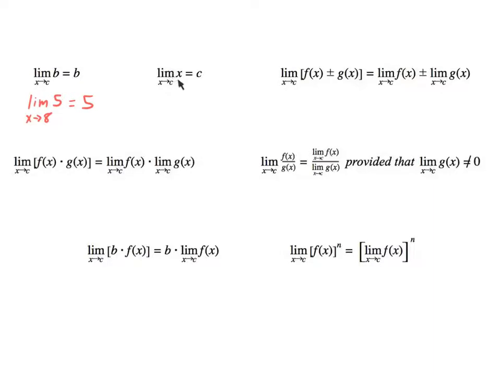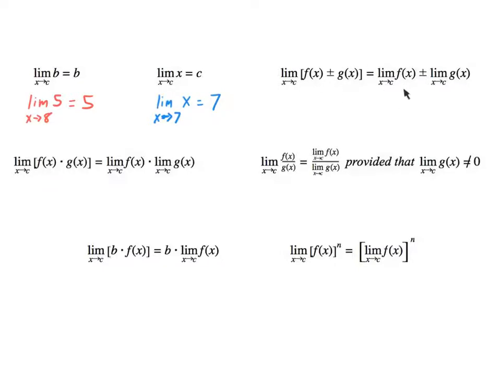Next one, right here. The limit as x approaches c of x is the c you plug in. The reason for that is x is just a function. It's a line. And when you plug c into that line, you get c. Here's an example of what it would look like. You have the limit as x approaches 7 of x. That would just be 7, because you're simply plugging 7 into that.